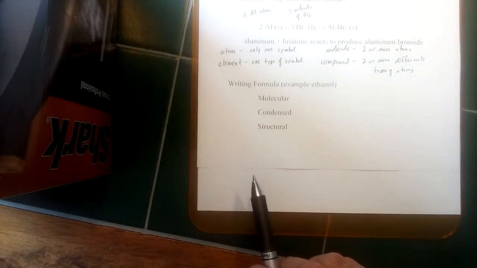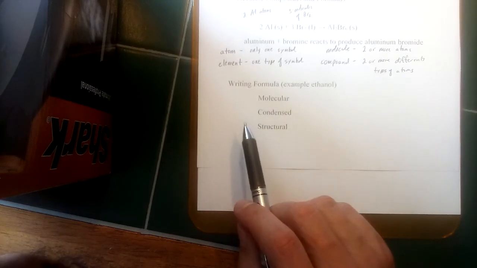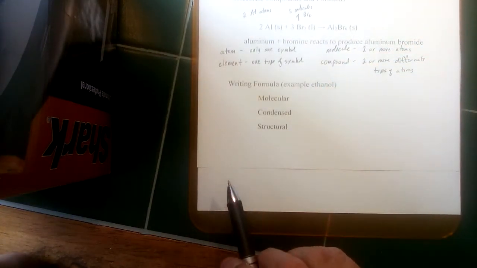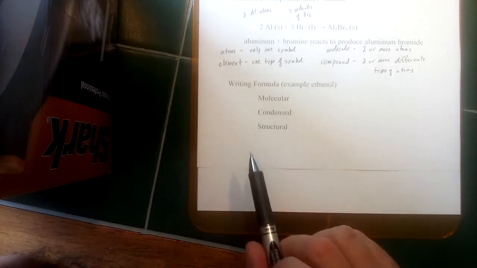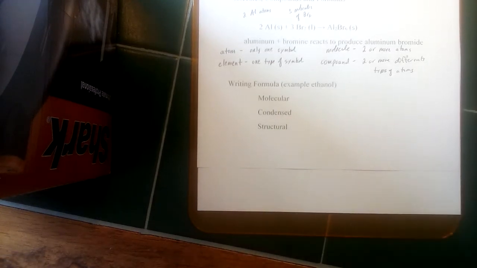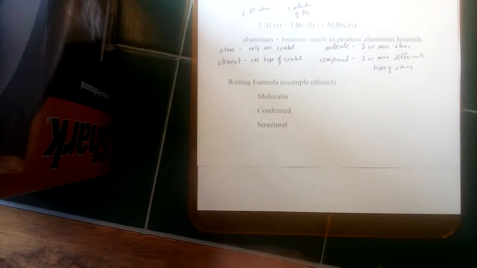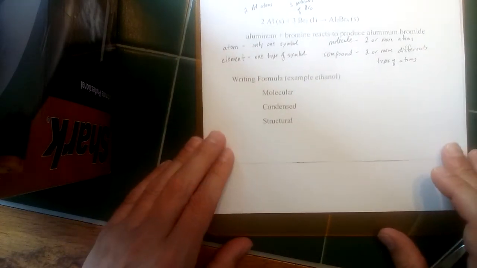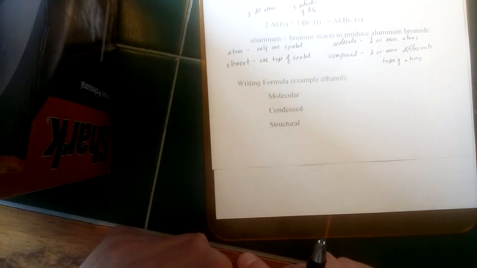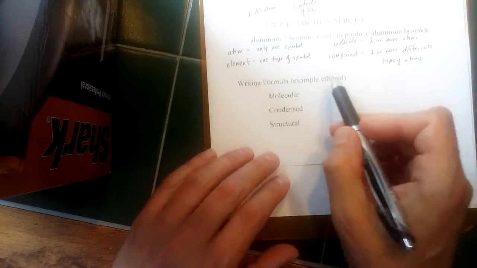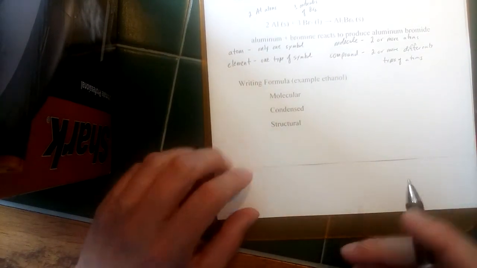Now, another example here. When we start to write out some more complicated formulas for things like compounds where there's lots of atoms going on, there's a few different ways we can express that information, and each one provides a slightly different set of information. So as an example, I'm going to use ethanol, which is alcohol, the kind you would drink. It's a fairly simple molecule, but it makes for a good example here.